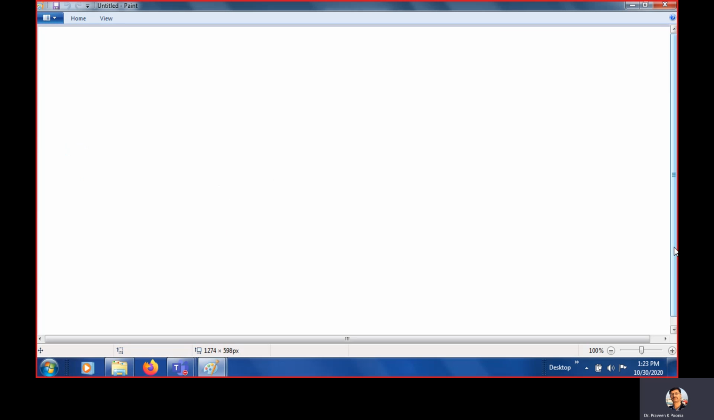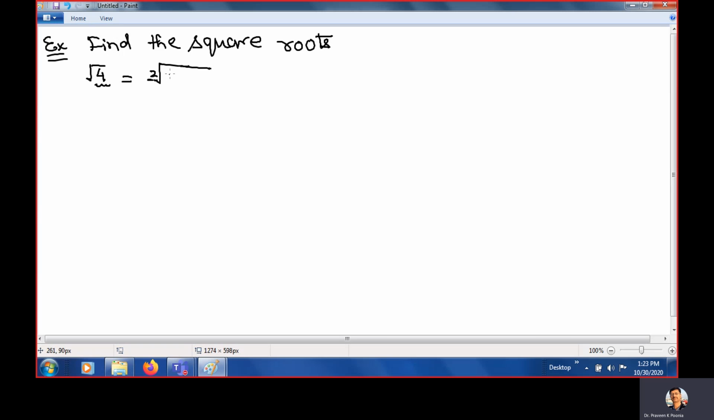Okay, so how to find the square root? So simple, first we will find the simple numbers. Example: find the square roots. First one is square root of 4. Square root means what is written outside? 2. So we need to break this 4 into 2 parts, like 2 times 2. 2 times 2 is 4. So 1 will come as the answer.